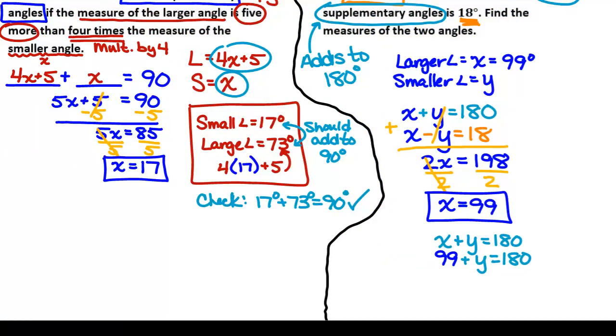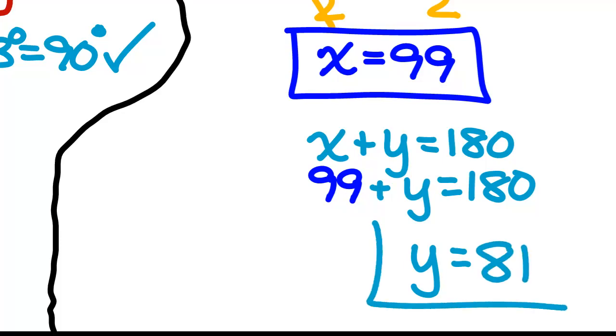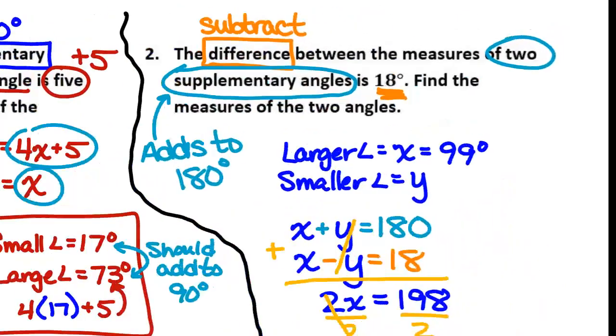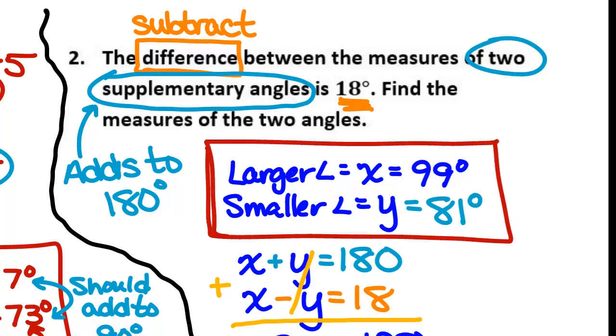And then what do I do to find y? Subtract. What is 180 minus 99? 81. So my smaller angle then would be 81 degrees. So larger angle is 99, smaller angle is 81.